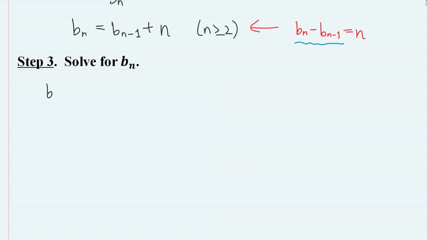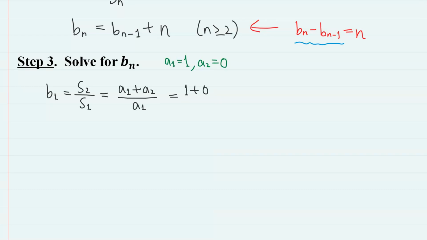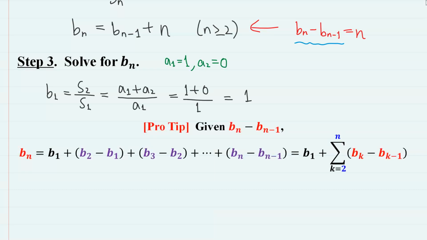Here let us find b_1 first, which is S_2 divided by S_1. And S_2 is given as a_1 plus a_2, and S_1 is just a_1. So it is 1 plus 0 divided by 1, which is 1. Now, in order to find the general term b_n, we have to add up differences b_k minus b_{k-1} up to k equals n. And here, this difference is given as k.